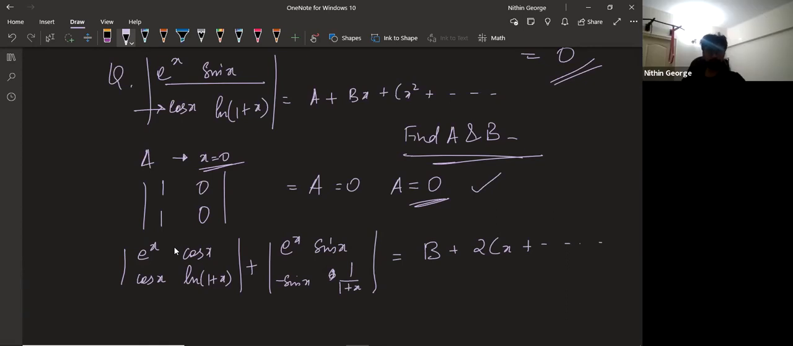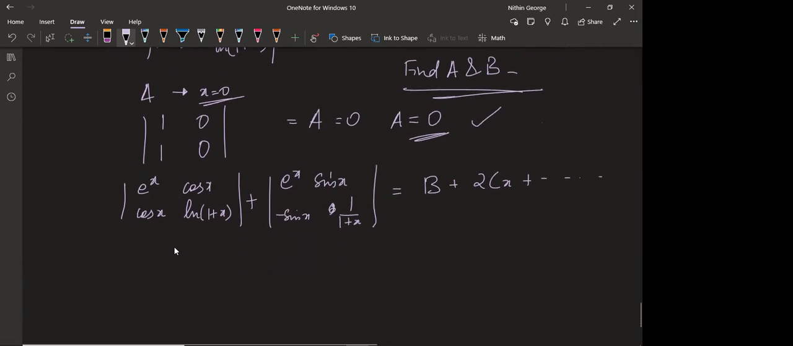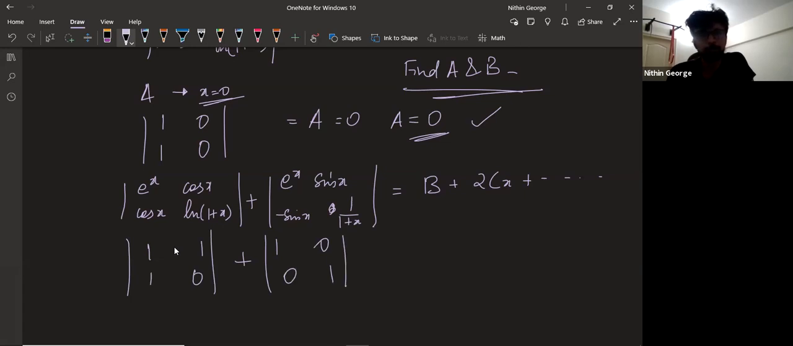I'm giving you time to catch up as well. All right. So here, put x equal to 0 again. What do you get? Cos x is 1, this is 0. You get minus 1 here. Then I put x equal to 0: 1, 0, 0, 1. You get minus 1 plus 1 equal to b. So from here I get b equal to 0 as well. That's it. Problem solved.